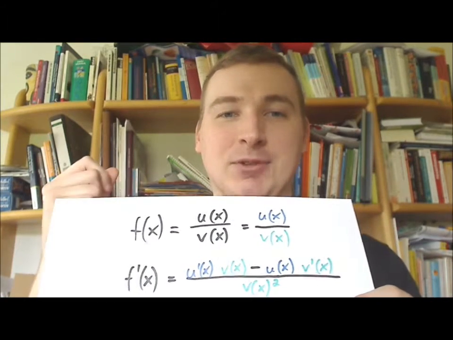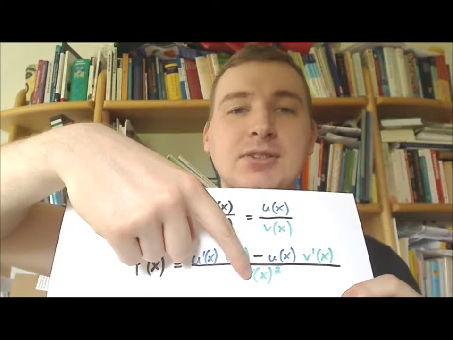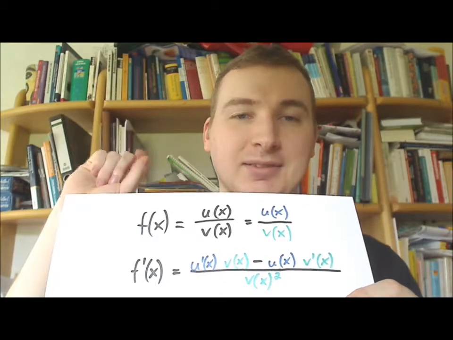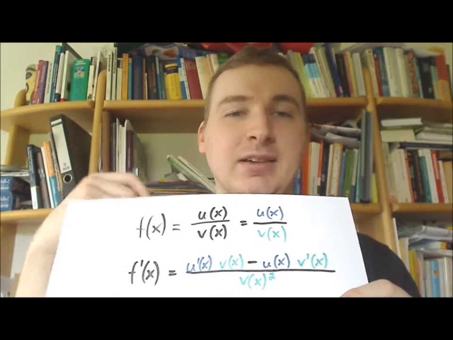So it's very fair since both functions become differentiated once, right? So that's how I memorize it. And in the denominator, you just leave the v, but you have to put it to the power of 2. So v of x to the power of 2.